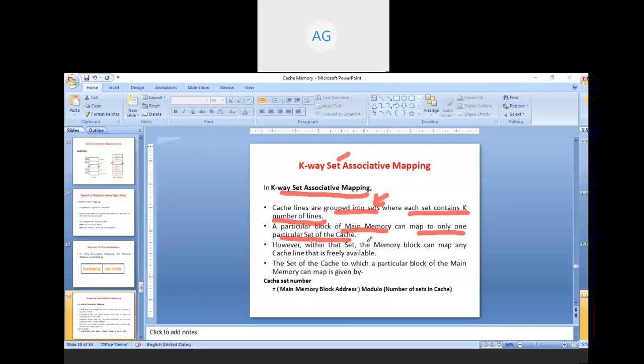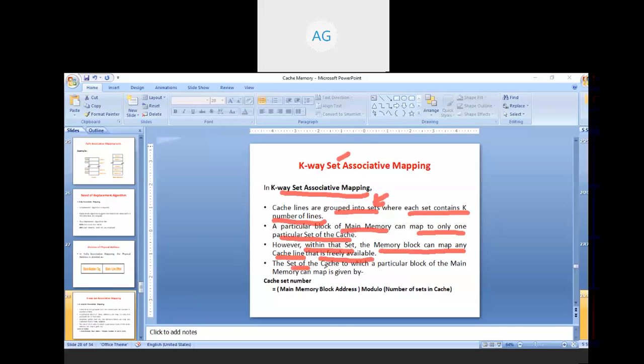So just follow the lines written here. Within that set, the memory block can map to any cache line that is freely available, but the memory block can map only to that particular set. In that set, it can go to any cache line which is freely available, but it must map to the particular set.